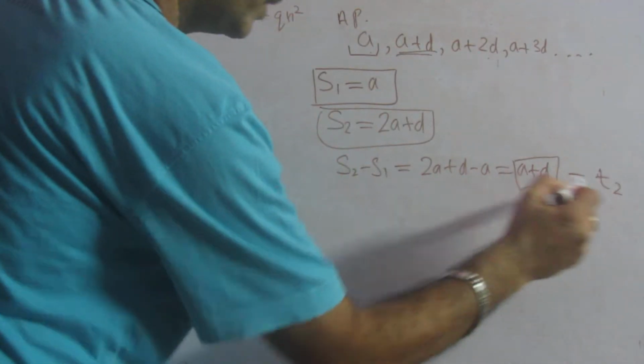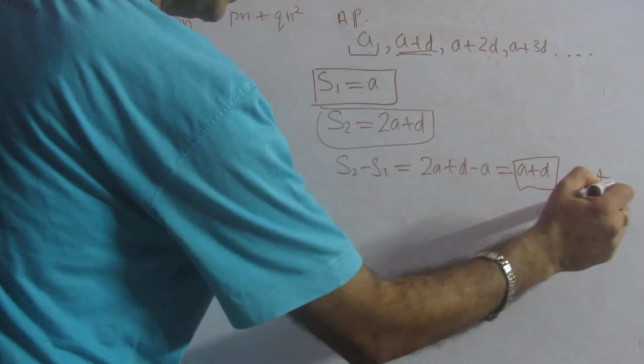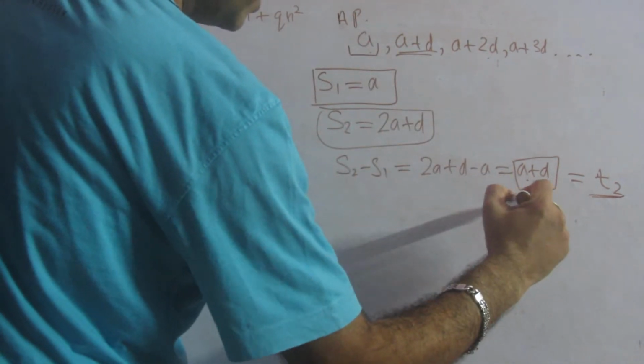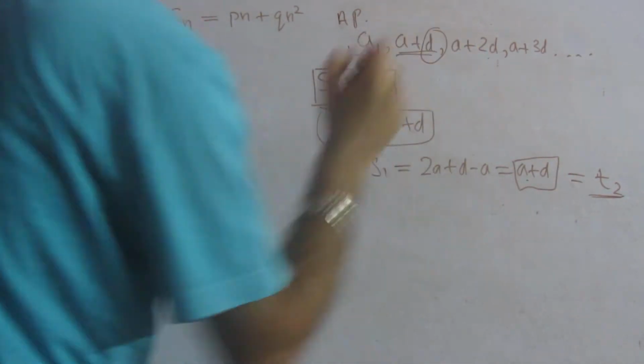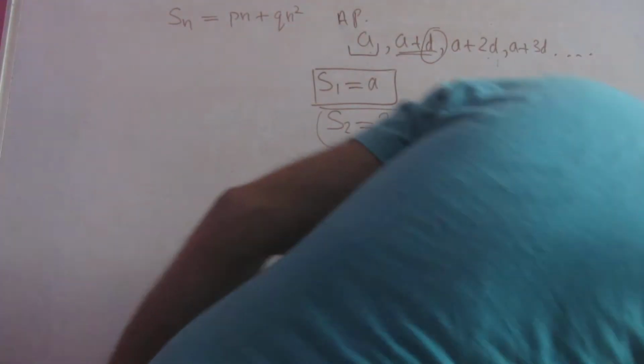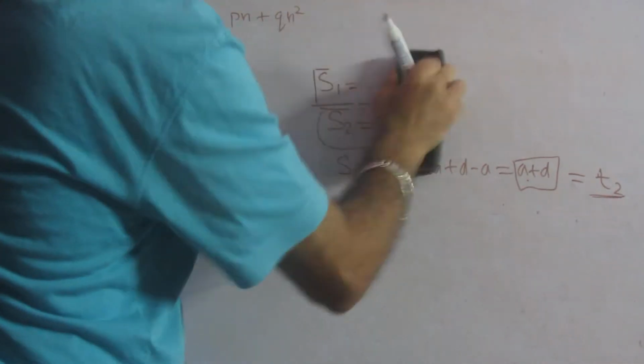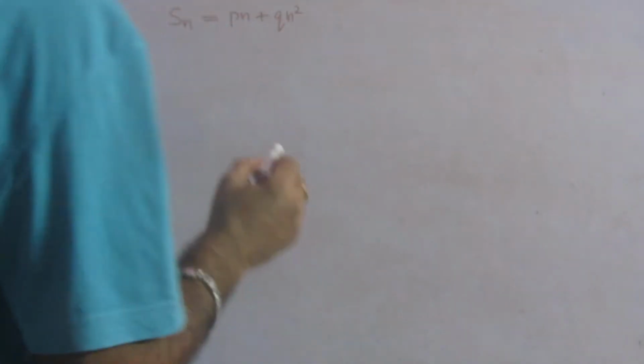Okay, so if I do T2 minus T1, this is my second term, A plus D, T1 is A, so T2 minus T1 gives me D. This question is asking us to find the value of D. So now let us use this knowledge. So what will we do?